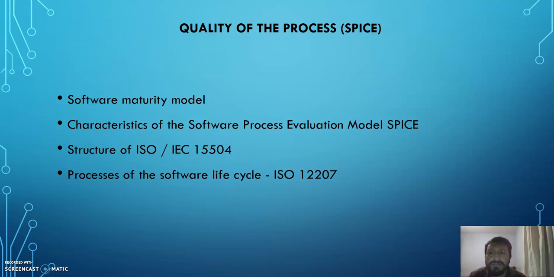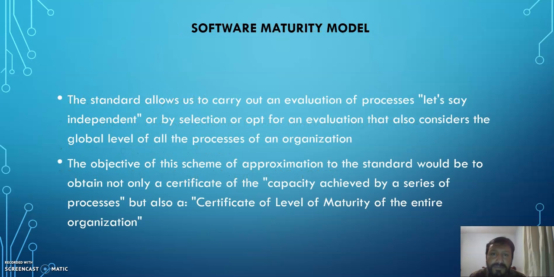Software quality process: the software maturity model and characteristics of the software process evaluation model SPICE, structure of ISO 15504, tools of 15504, process of the software life cycle. The software maturity model. The standard allows us to carry out an evaluation of processes, either independently or by selection, or opt for an evaluation that also considers the global level of all the processes of an organization.